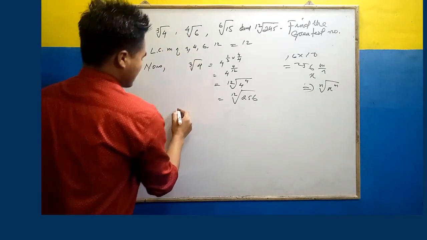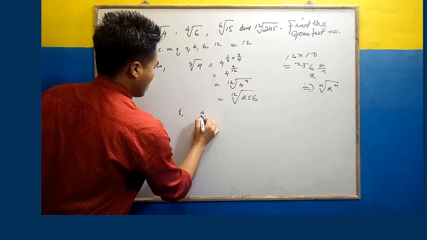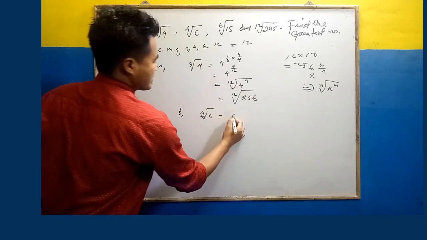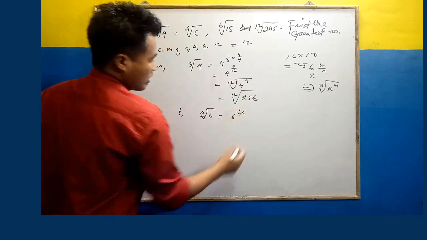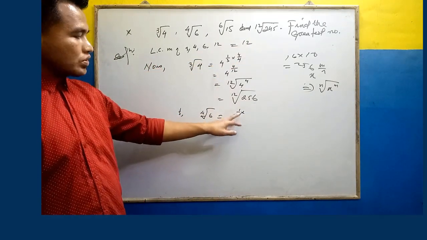Again, let me go to the next one. And what do I have? 4 root 6. This can be written as 6 to the power 1 by 4. So as we know that the power is 12, by what number do I have to multiply this 4 so that it will be 12?